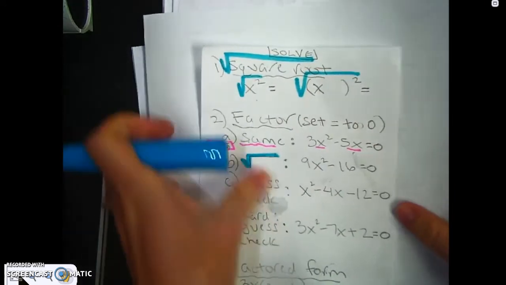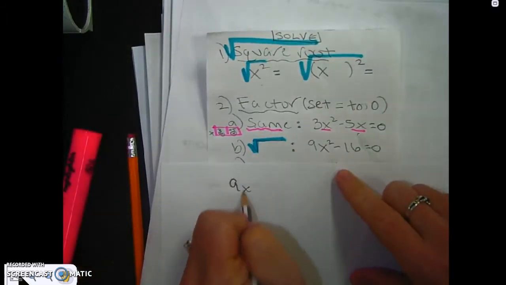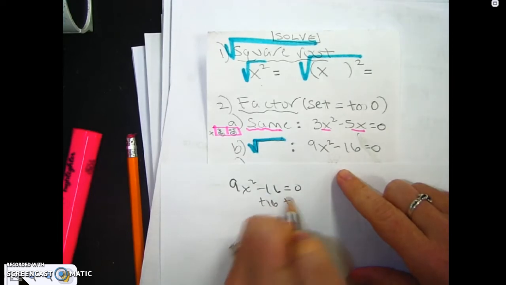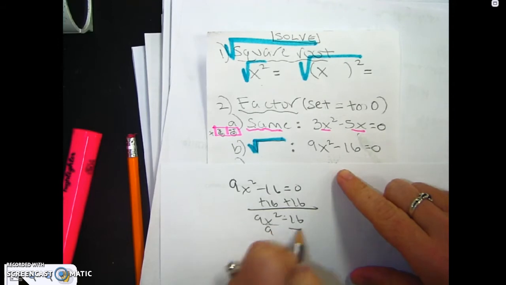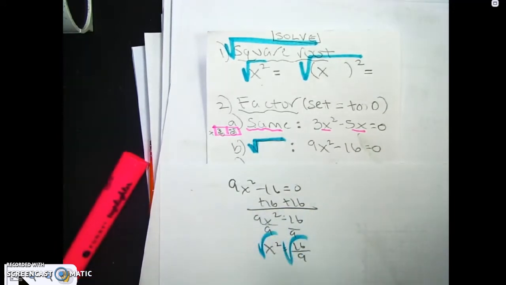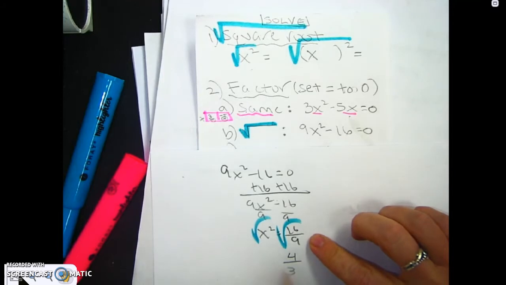And let me show you what I mean by that. So if you look at this one, you could do two ways. You could do 9x squared minus 16, set it equal to 0, so you add 16, divide by 9. 9 doesn't go into 16, so you leave it a fraction. Then this is when you square root. The square root of 16 is 4, the square root of 9 is 3, plus or minus x equals.